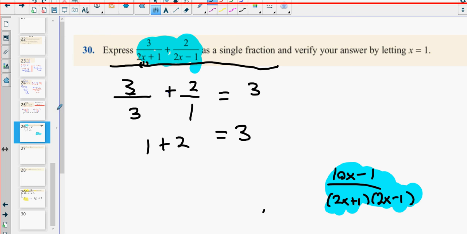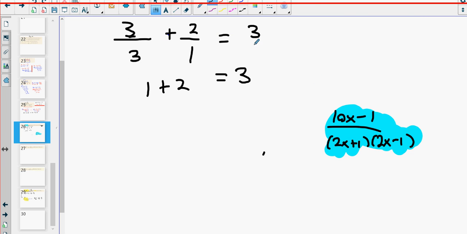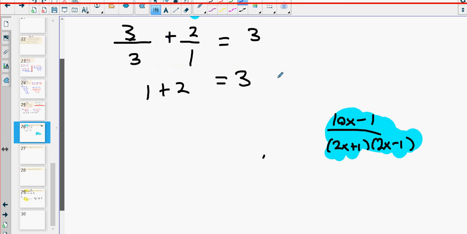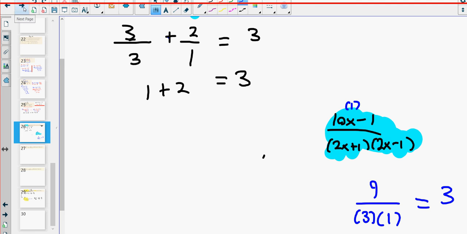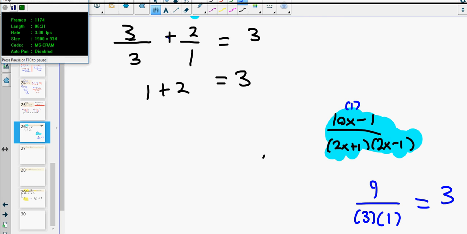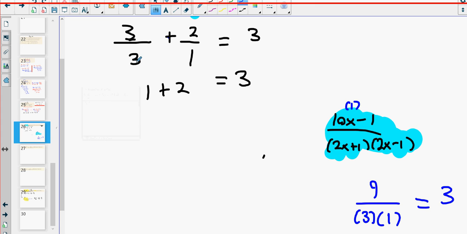Now, next one. Replace x with 1. 10 times 1. Take away 1. 9. 2 times 1. Plus 1. 2 times 1. 2 times 1. 2. Take away 1. 9 divided by 3. Same answer. Somebody has a question for me. So 3 over 3, 3 divided by 3 is 1, and 2 divided by 1 is 2.